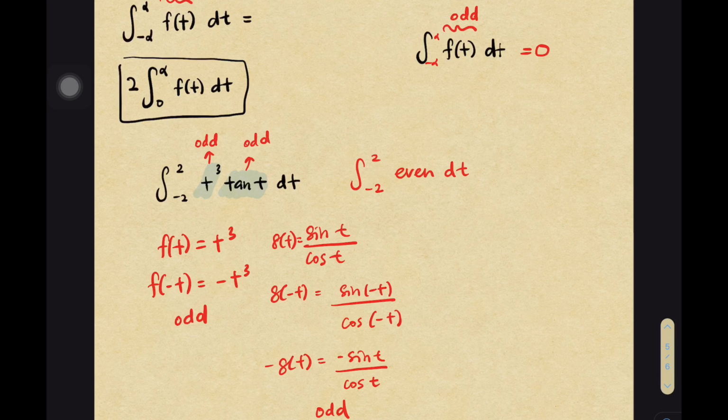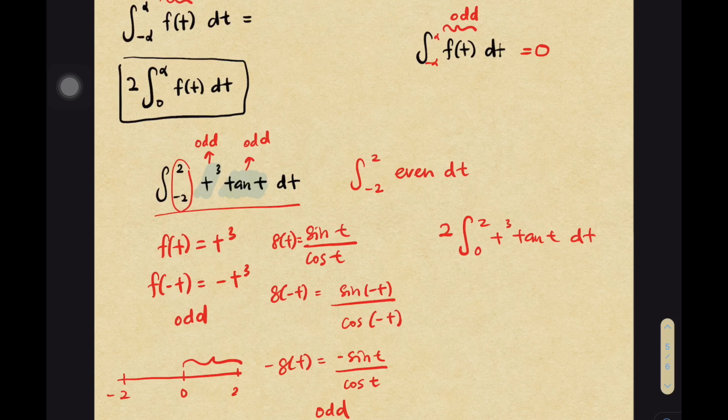This means that your integral here can also be written in the form of 2 times the integral from 0 to 2, since your range is divided by 2, from negative 2 to 2. So now you only need to integrate halfway, from 0 to 2, of your function t to the power of 3 tan t dt. You just need to do this integral. This is the way to write your integral when it involves the integration of an even function.